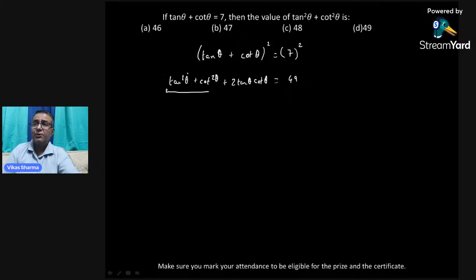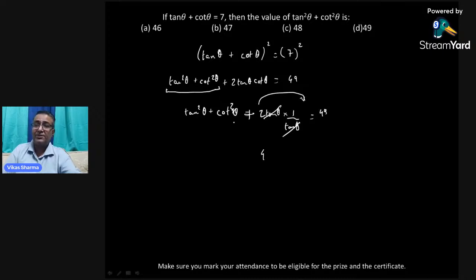Okay, now this is what we need to find out: tan square theta plus cot square theta. This will become plus 2 times tan theta, and cot theta we know is the reciprocal of tan theta, so 1 upon tan theta, equals 49. Then tan theta and tan theta get cancelled. I can take 2 to the other side, so it becomes 49 minus 2, which is 47, and tan square theta plus cot square theta will be equal to 47. So yes, option number B is the correct answer.